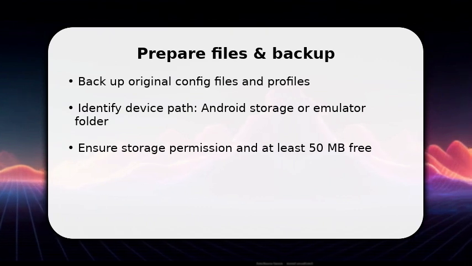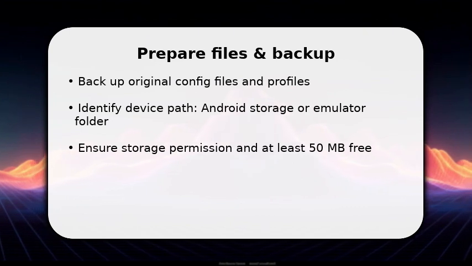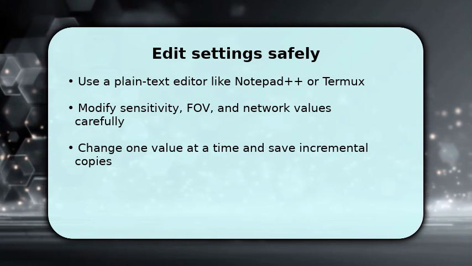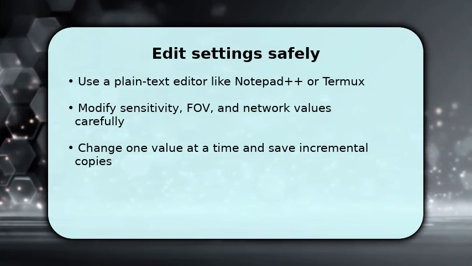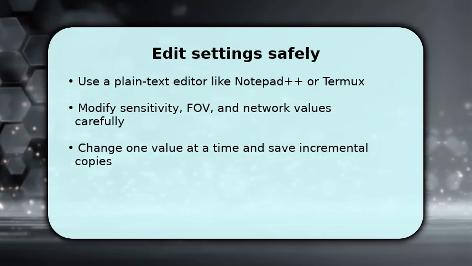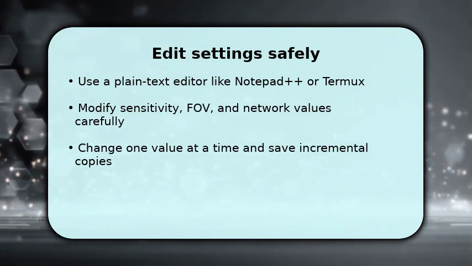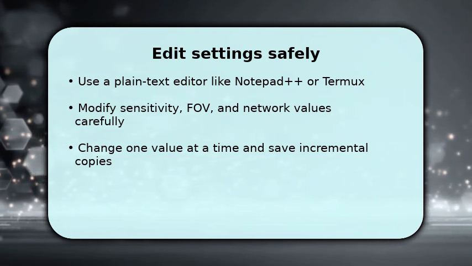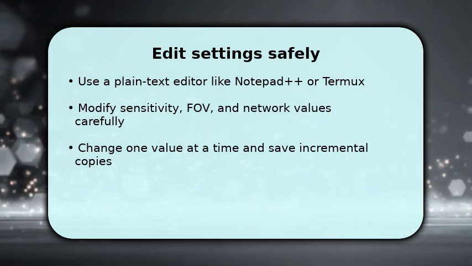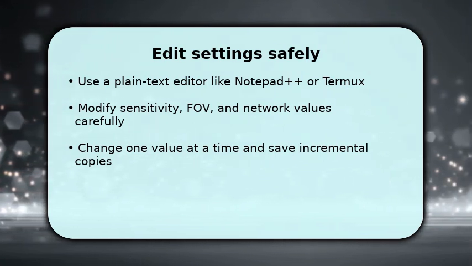You now edit the config using a reliable text editor so formatting stays intact. Open the file and change values such as sensitivity, field of view, and network-related timeouts. These affect aim, visibility, and lag, respectively. Change one parameter at a time and save incremental copies so you can compare results. Once you save, set the file permissions back to read/write as required and close the editor. Testing small changes teaches you which tweaks improve gameplay without introducing instability.